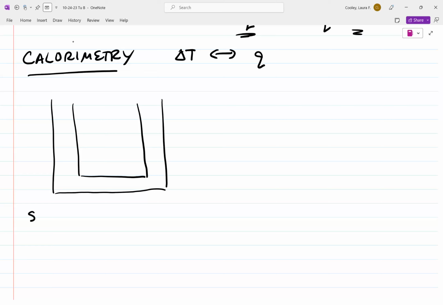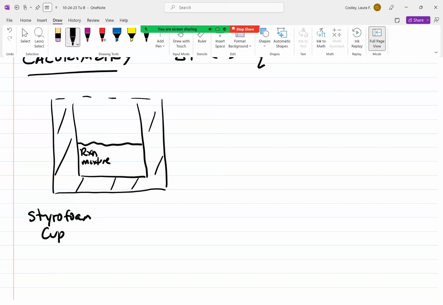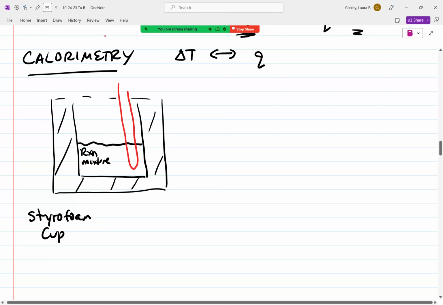And it is a styrofoam cup, which is a little bit not that great because it doesn't have a cover. I mean, technically you should have an insulated cover on top of it. But what you'll have in 2 weeks is a reaction mixture in here. This is insulated. Of course, the styrofoam cup is tiny, but it's pretty good insulation. And there's another thing that is needed in this picture, and that is a thermometer. So you'll have a thermometer here.